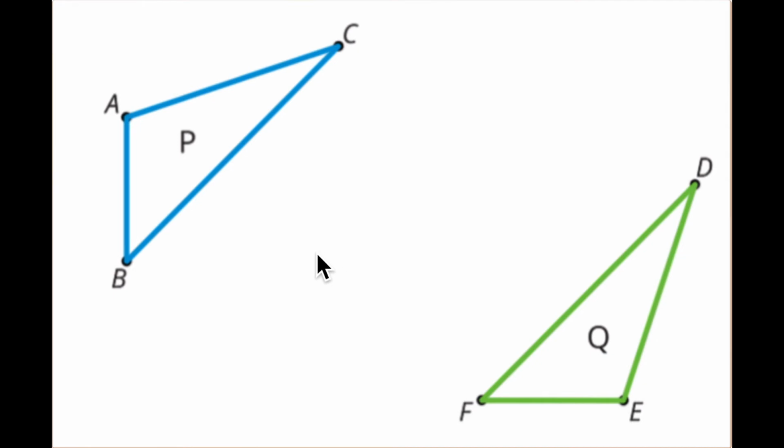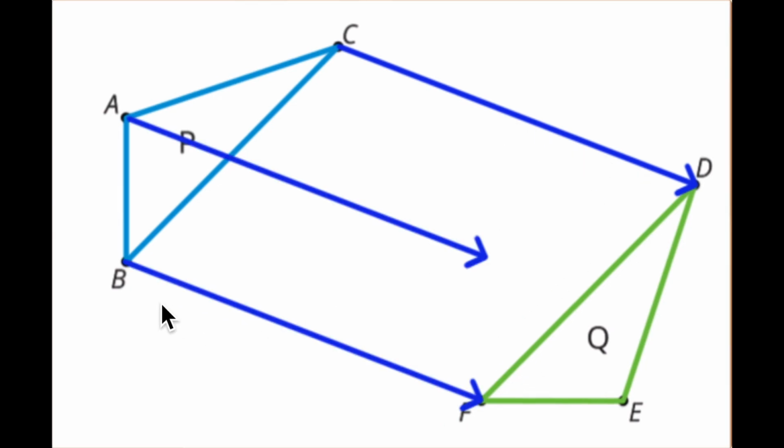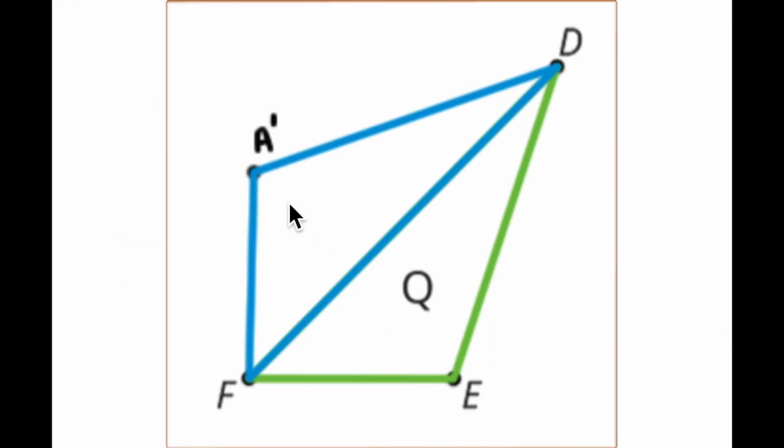And because that's true, I can translate P so that C lands on top of D. So the same distance and the same direction as B, same distance, same direction. So B lands on top of F, and A lands on top of A prime. So I translated triangle P to its image, which is right here. And to get to Q, now I'm going to just reflect this triangle over this line of reflection, which is FD.